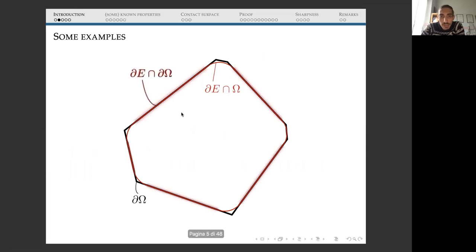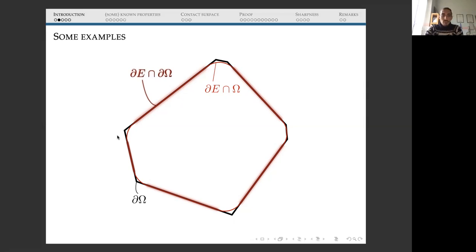So I will denote as contact surface of the Cheeger set the part of the boundary of the Cheeger set which sticks to the boundary of omega. So the part which remains adherent to the boundary of the container. While the interior part, this one here, I think you can see my mouse. Yeah, we can. Okay, so the interior boundary is called free boundary.